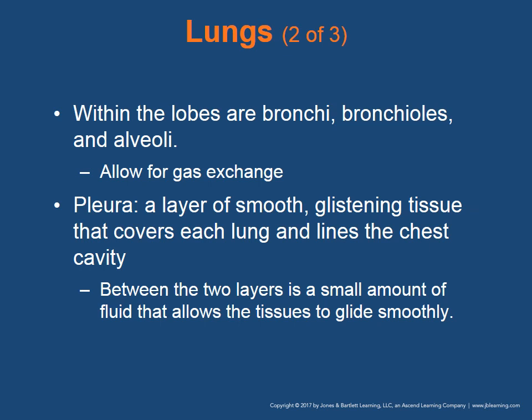So kind of moving on to the lungs, we have the pleura. It's a layer of smooth, glistening tissue that covers each lung and lines the chest cavity. Between the two layers is a small amount of fluid that allows the tissue to glide smoothly. And this is the space that air will seep into when we're talking about a pneumothorax and tension pneumothorax, right? So you have a lining around your thoracic cavity, a lining around your lungs, and in that space there's some fluid. And this is so that when your lungs expand and close and they rub together that it doesn't cause damage, right? So there's a space there.